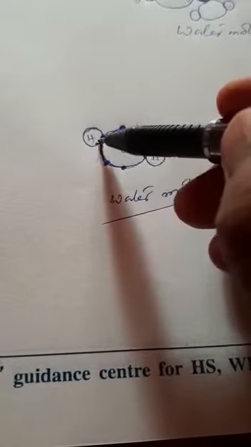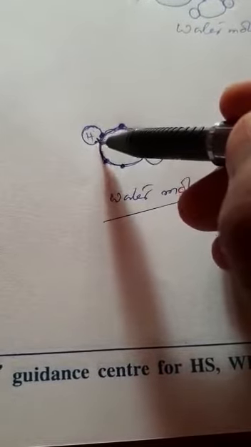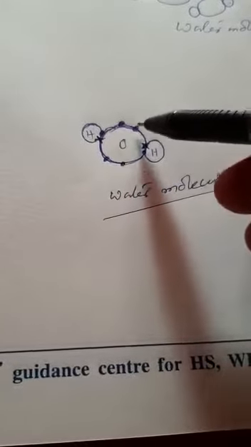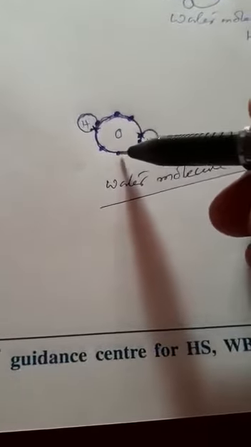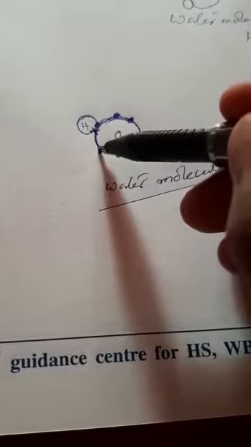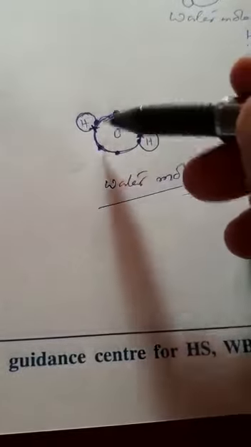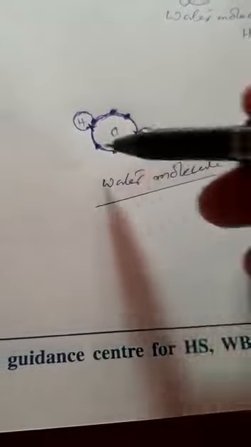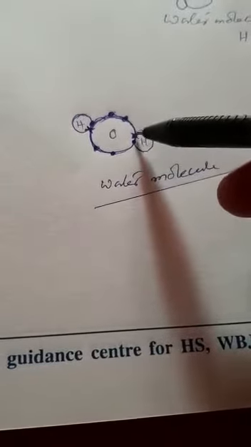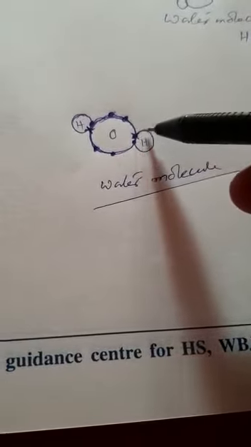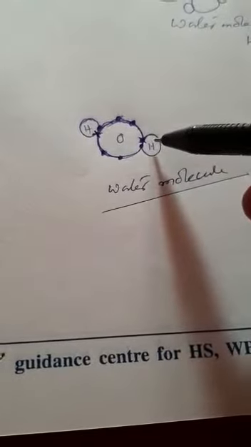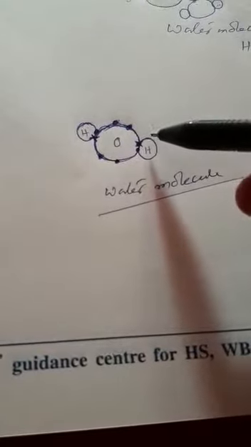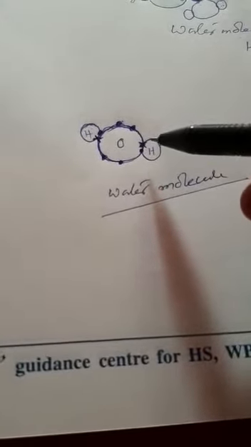I have wanted to show it as a cross, and these round shaped solid electrons are meant for the oxygen. 1, 2, 3, 4, 5, 6 electrons are there, forming a covalent bond with these two hydrogens. Now it forms a water molecule and attains its stability.